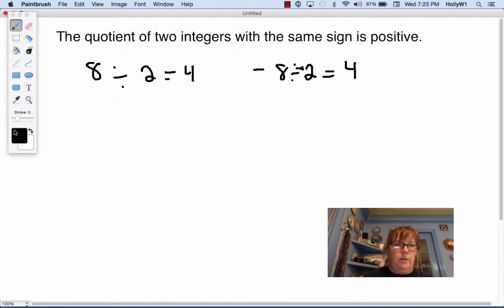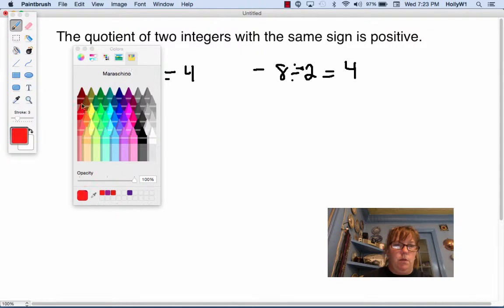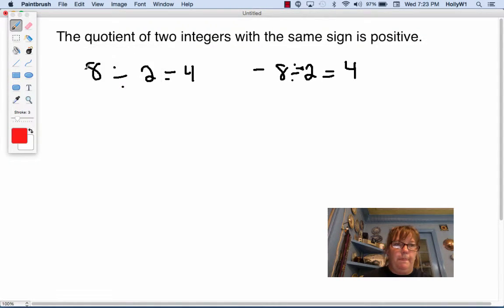So if I switch my color, make it red like we did the other day, and we examine the signs, this is the same sign, and that gives us a positive quotient.